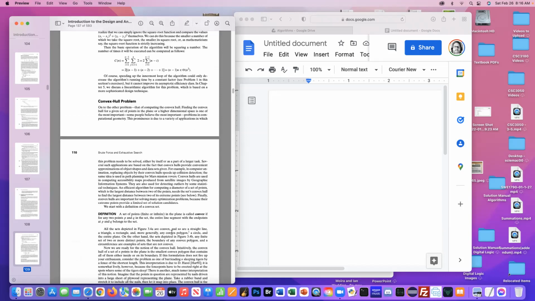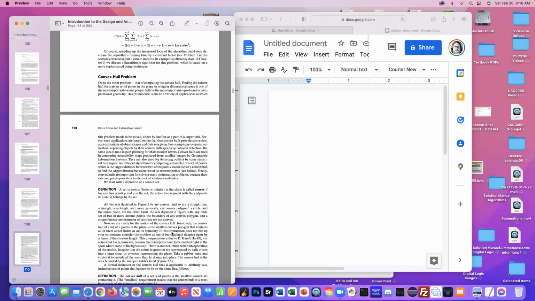Okay, also the convex hull problem. Okay, I like this one as well. This one, what we're looking for here. Okay, we're looking for... And again, it says some people believe this is the most important problem in computational geography or geometry, which is a big field. Lots of applications to that.